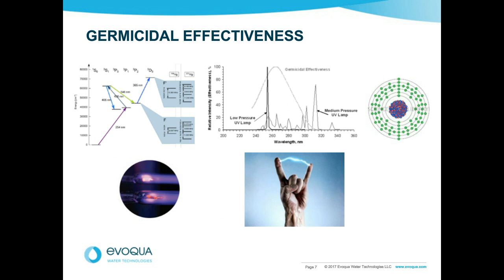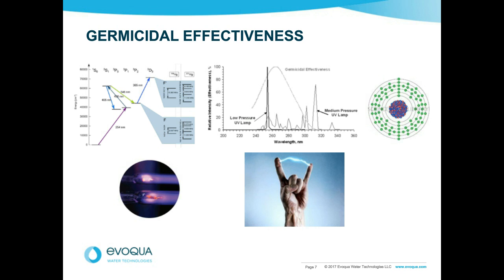This next slide is quite a busy slide. The top left shows some of the wavelengths that we produce by exciting electrons to different orbitals around the nucleus of the mercury inside the lamp. The middle graph shows the different types of light. It shows the output from a low pressure lamp. It shows the output from a medium pressure lamp. It shows where the DNA most strongly absorbs the UV light. So the germicidal effectiveness is about 265 nanometers.